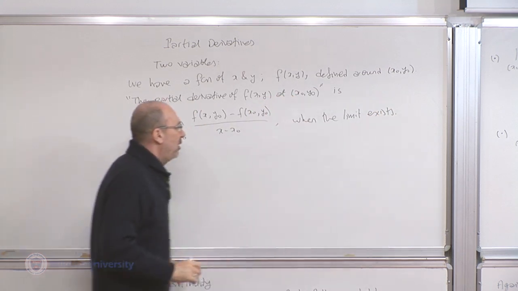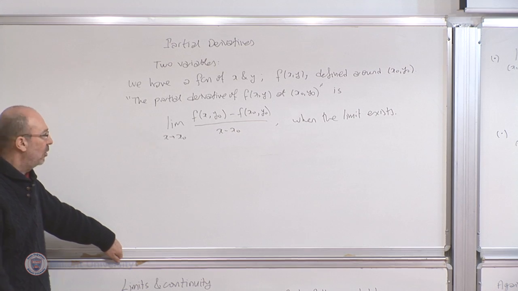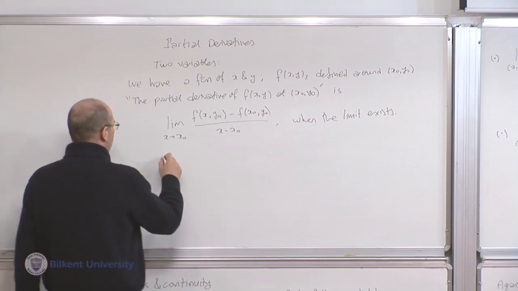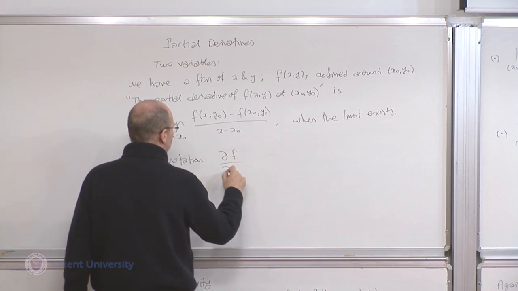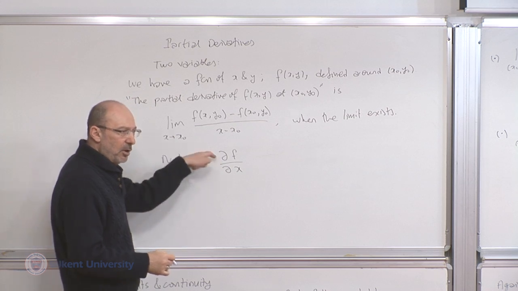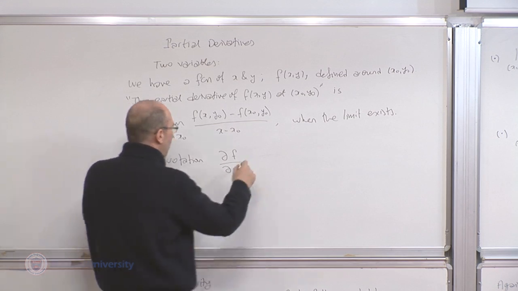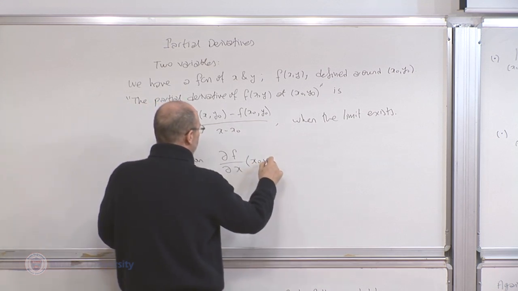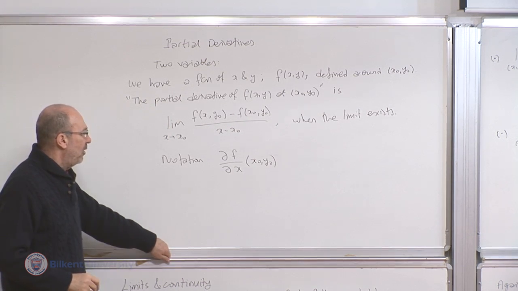Okay, so just like in the one-dimensional case, some functions have a derivative, some don't. If this exists, we call it the derivative of f at that point. Notation: the derivative of f with respect to x, we put these curly d's. This is d, but curly d to denote that there are other variables floating around. And this is calculated at x sub 0, y sub 0. So this is just like, again, the one-dimensional case.